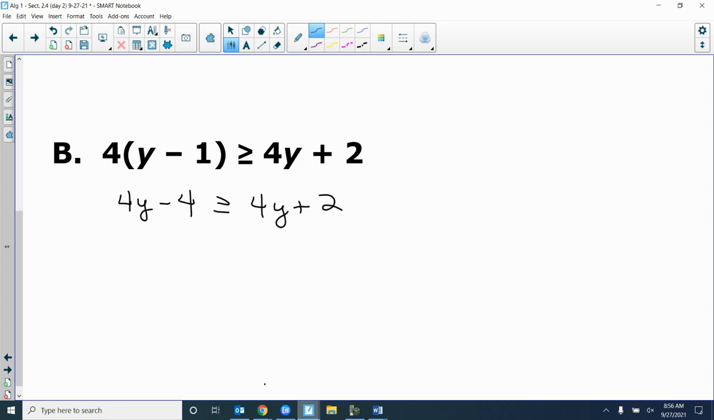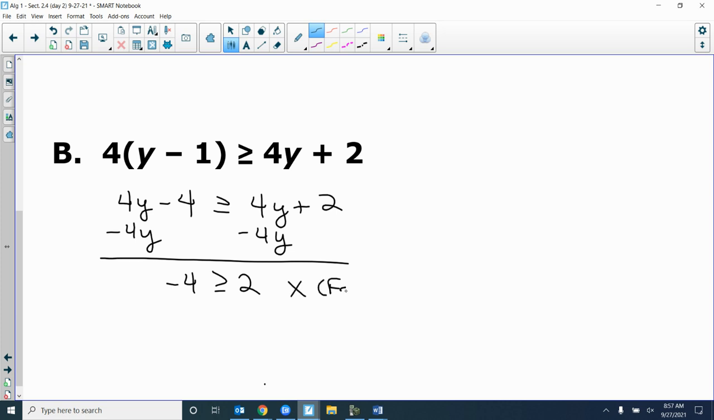Okay, once you have that down, we always move the one where you're saying they're both the same. So you move one of them. Subtract 4y. Subtract 4y. And now that gives me negative 4 is greater than or equal to positive 2. Is that true? No. So that is not true. False. This is called a contradiction.